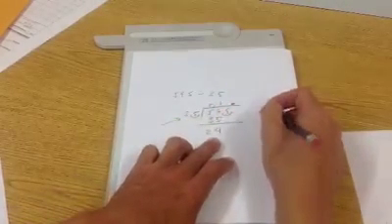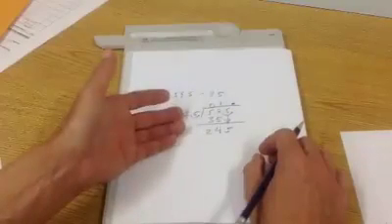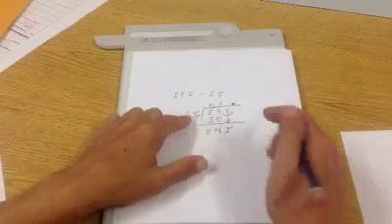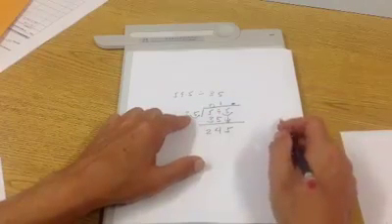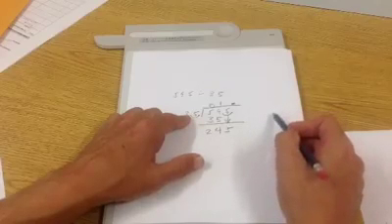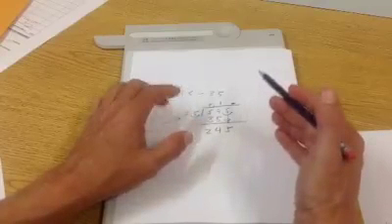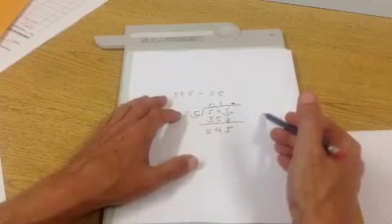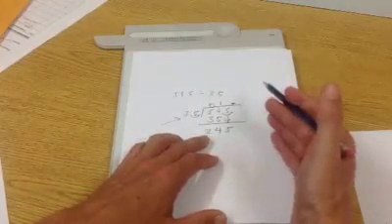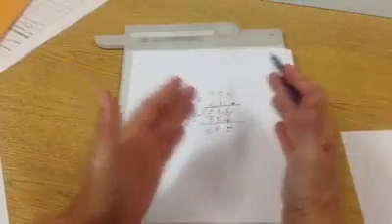And I get 24. I'll bring down the 5. Now, what I'll do in my head is I'll estimate. And I'll say, I'll make this a 30. And I'll say 30, 60, 90, 120. And then I'll go 30 times 5 is 150. 30 times 6 is 180. 30 times 7 is 210. And 30 times 8 is 240. So it's either 7 or 8.